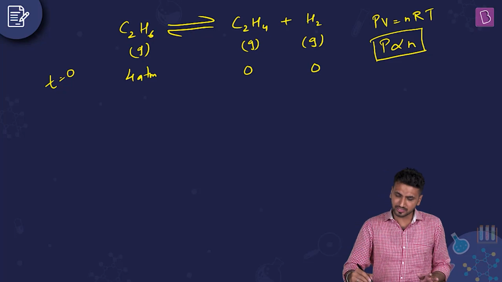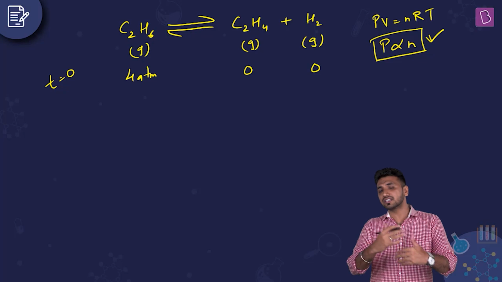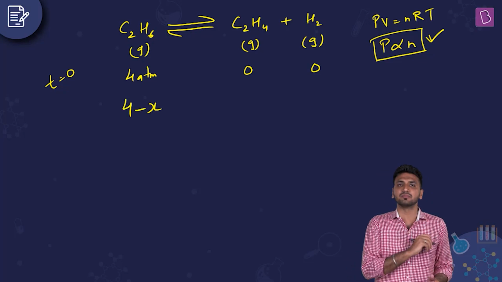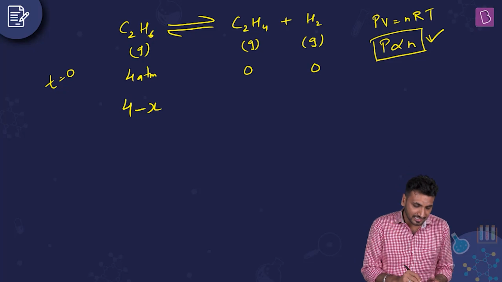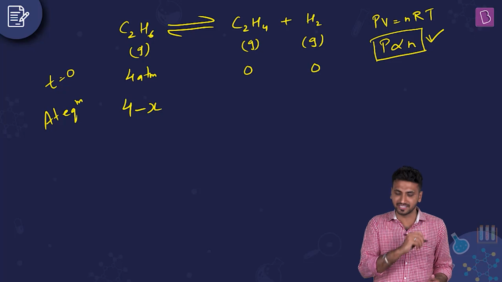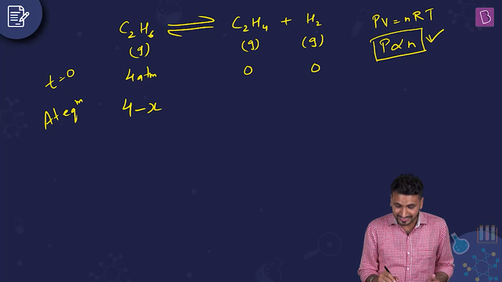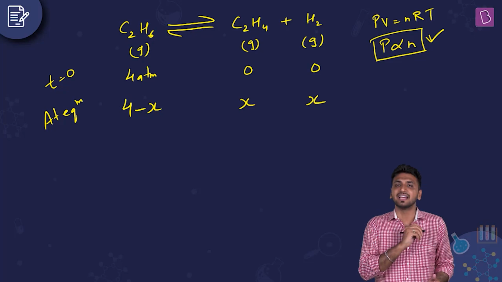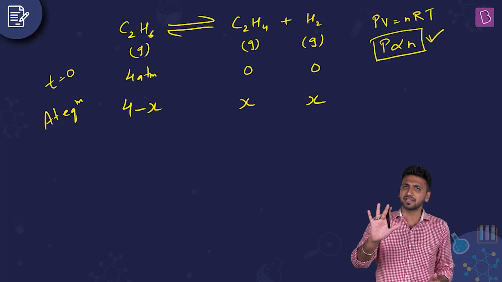Using this relation, can I say the similar thing is going to happen with the pressure? Let's say the pressure reduces by x atm. So at equilibrium, the pressure of ethane is 4 minus x atm, the pressure of ethene will be x atm, and the pressure of hydrogen is also going to be x atm. I hope this makes sense.